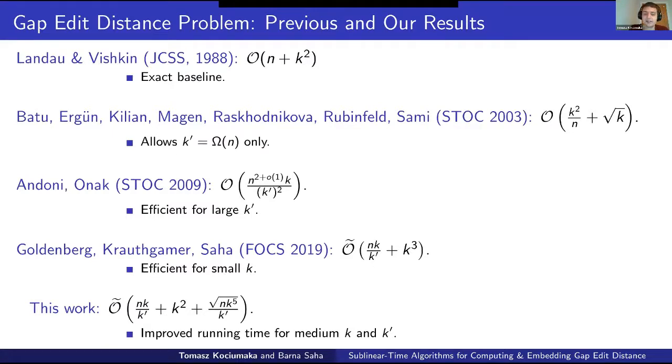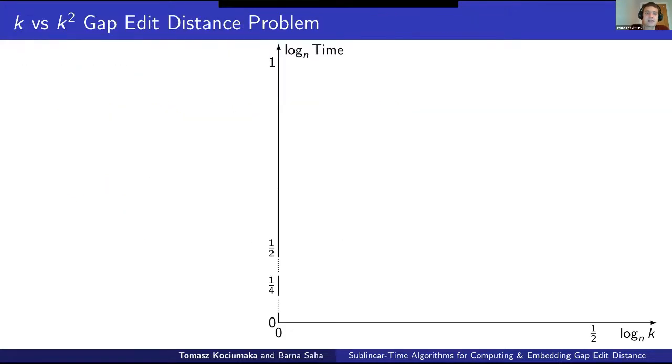But given that all those running times are quite complicated functions of n, k, and k prime, let me focus on a specific case when k prime is equal to k squared. This is also known as the quadratic gap edit distance problem. And I will plot the running time on a log scale plot with k on the horizontal axis and the running time on the vertical axis. And here, please note that such a plot cannot show any sub-polynomial factors in the running time.